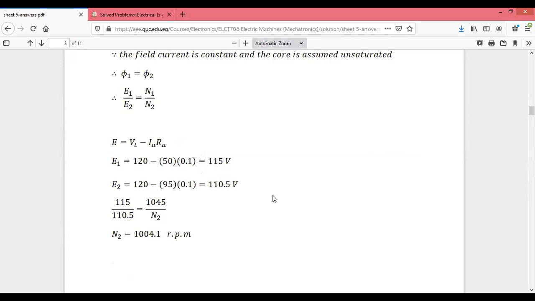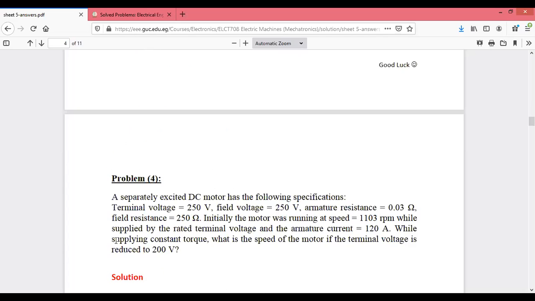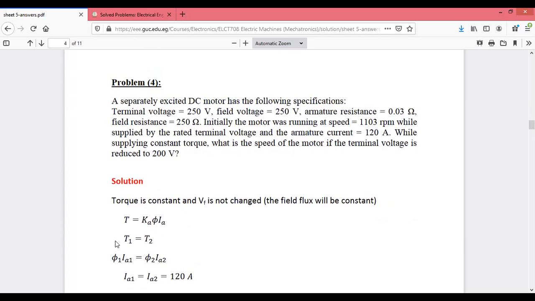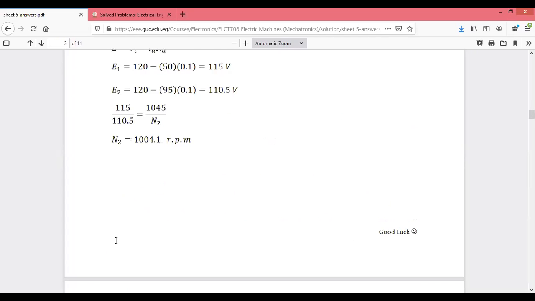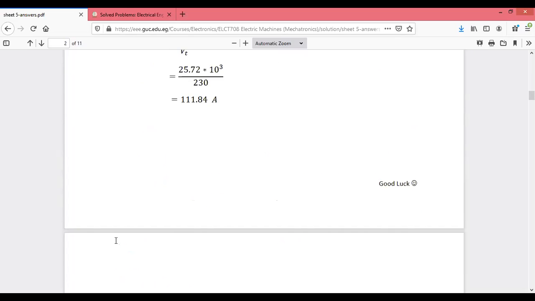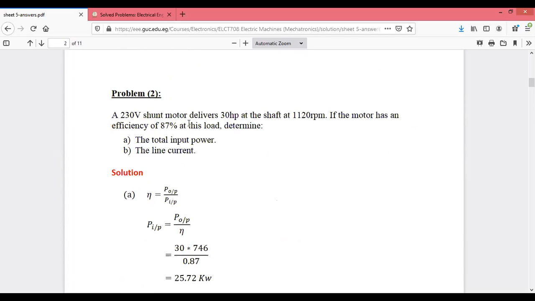Now we have the value for N1, and the values for E1 and E2. You can solve for N2. If you do cross multiplication, you will get the value for N2, that will be 1004.1 rotations per minute. Now, that question was on a separately excited motor. The first two questions were on the DC shunt motor.